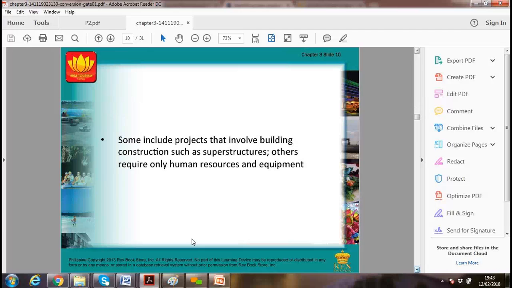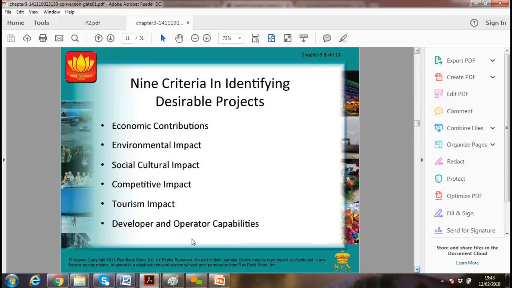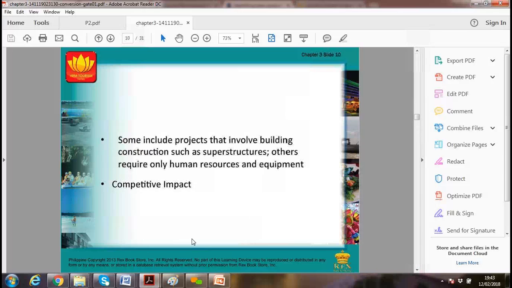Some include projects involving building construction, superstructures or other required human resources and equipment. There are nine criteria when we identify the desired project, when we are looking at the partnership as well, public or private sector. The first is economic contribution. So what economic contribution will this new project, think about HS2 or 3, make? If they do not contribute economically, then of course that will be huge.